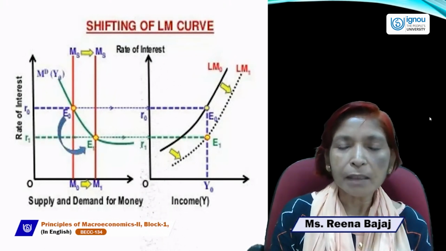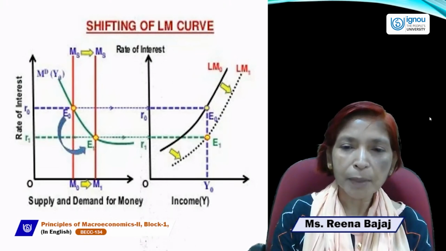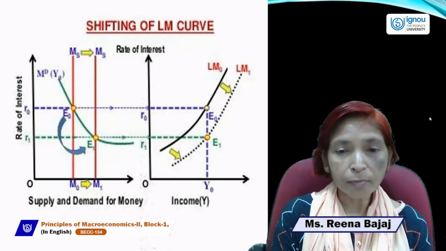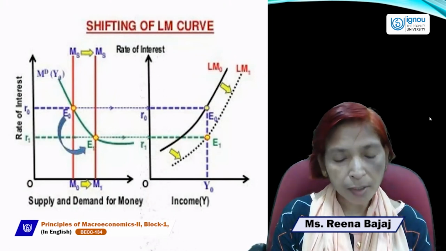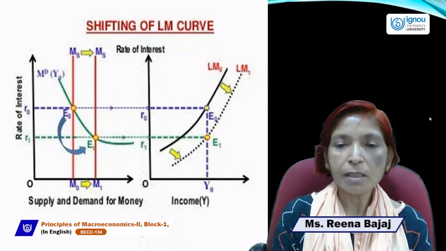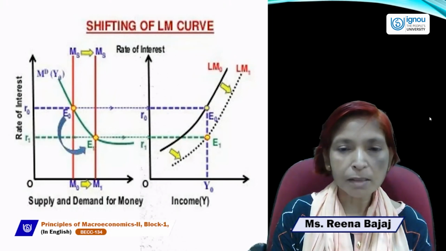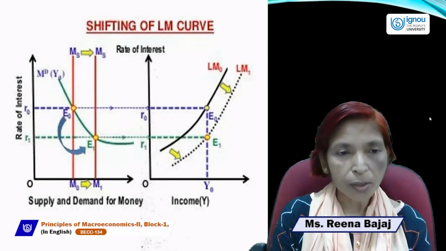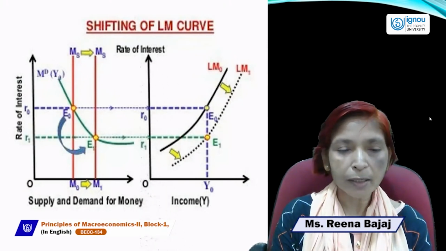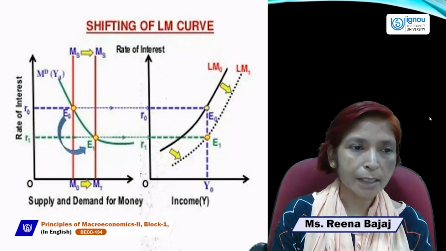If money supply increases, circulation of money will rise, people's purchasing power will rise, demand will rise, and the economy will reach a situation of boom. In this case, the LM curve will shift to the right hand side. So the LM curve can shift to the right hand or left hand side.